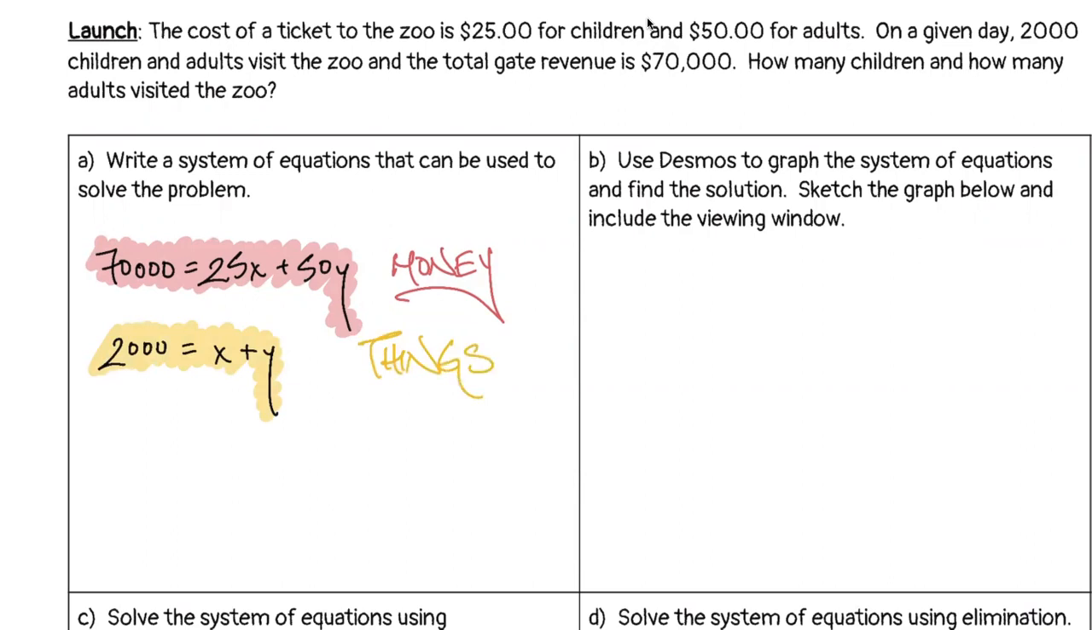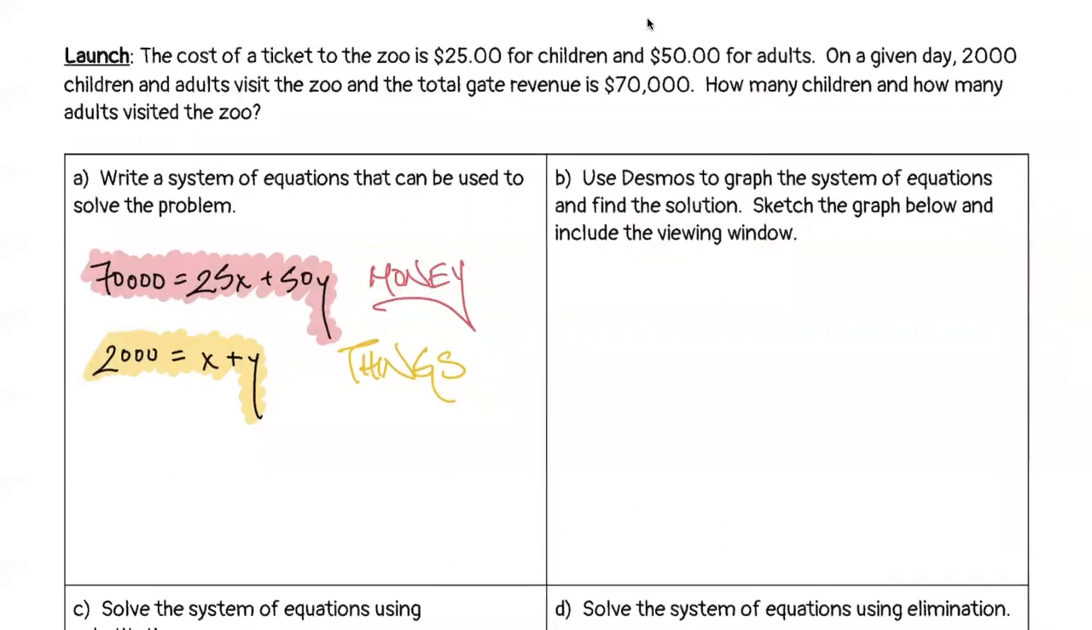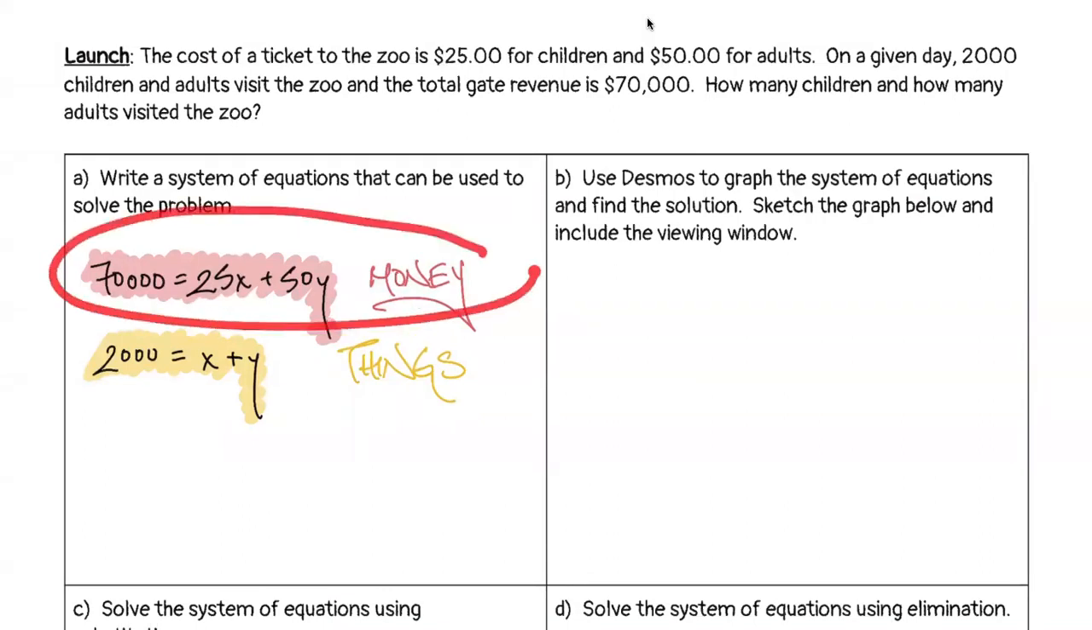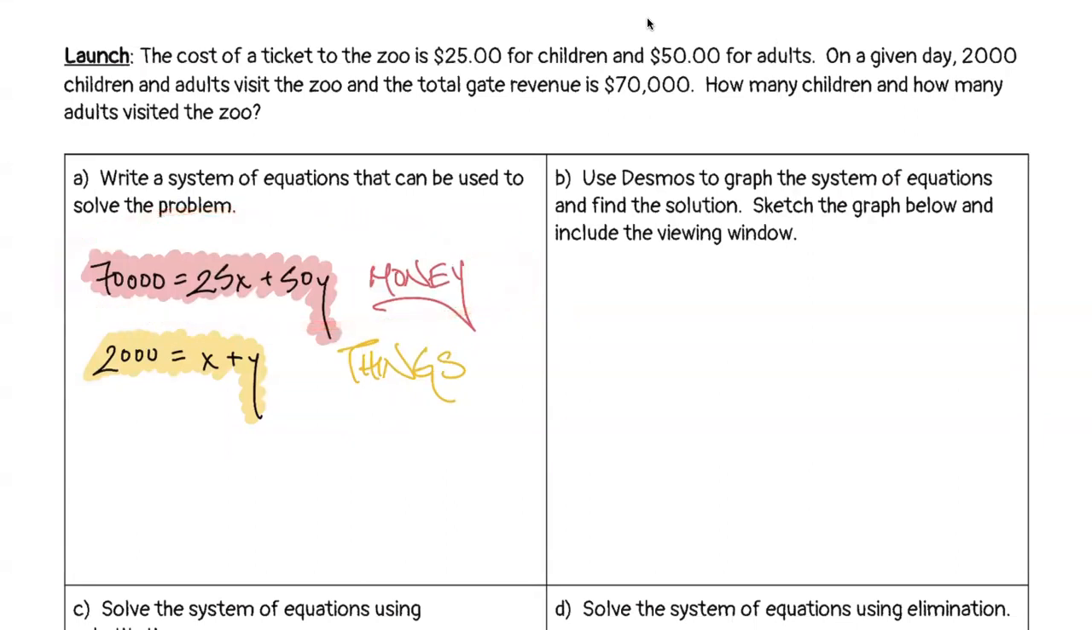Okay, and in this case, we're looking at people, like how many people, children and adults, attended the zoo on that given day. Okay, and so if you are feeling stuck on how to start writing the equations, you can think about it in this framework of money and things. Like there's probably a money equation, there's probably a things equation. And if you can separate those, then it might help you write those equations a little bit better.